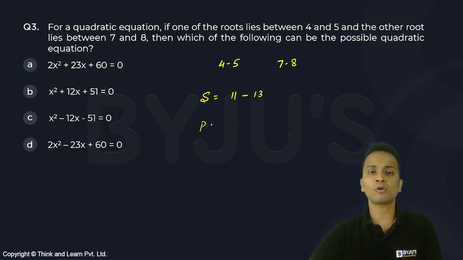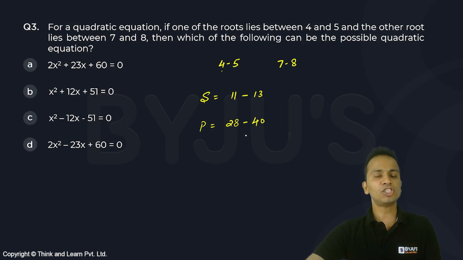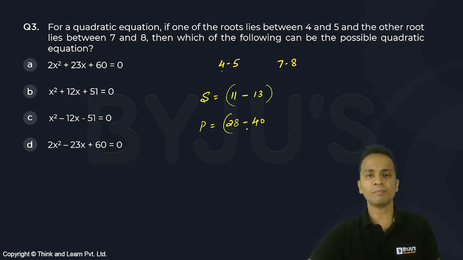Now talking about the product of the roots, the minimum value of the product of the roots should be above 4 into 7, that is 28, and it should be below 5 into 8, that is 40. So this will be the range for the product of the roots, right? Now I'll check the sum and the product of the roots for every equation separately, and we'll find out which of the equations can be eliminated. So the sum should lie between 11 and 13, and the product should lie between 28 and 40.